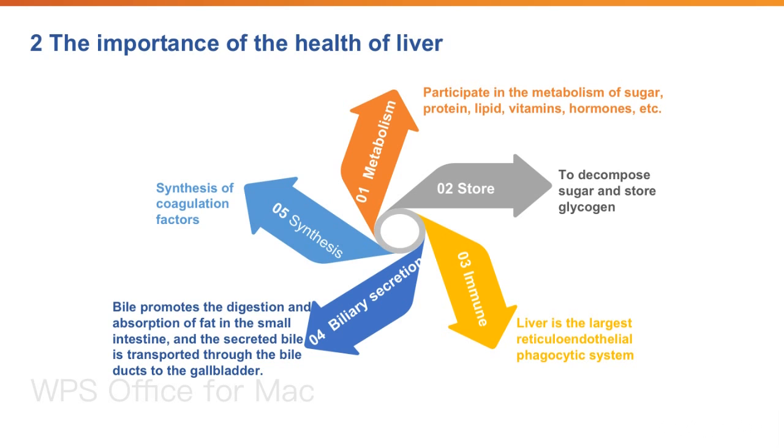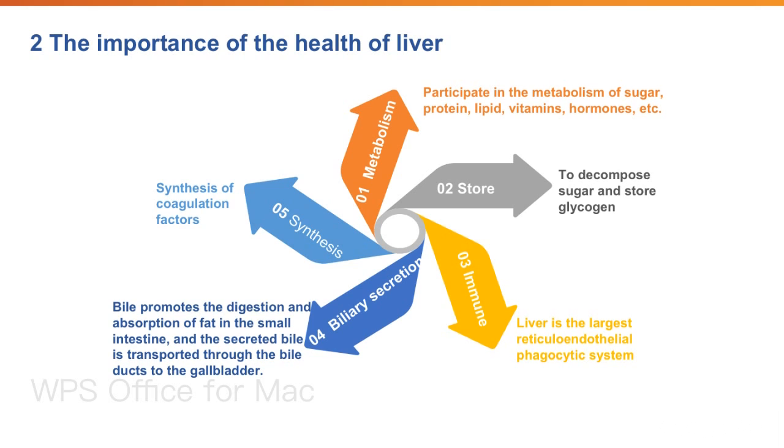And the third is that the liver is the largest reticular endothelial cell phagocytosis system, and 99% of the bacteria in the blood are swallowed when passing through the hepatic vein sinus, which has a strong function of immunity. The fourth, the liver is an important organ that secretes bile juice. The secreted bile juice can promote the digestion and absorption of fat in intestine.